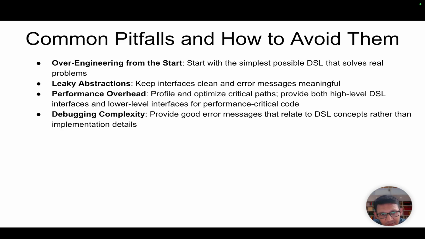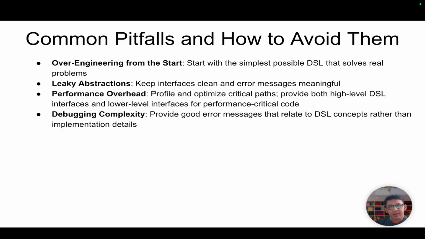Consider providing both high level DSL interfaces for clarity and lower level interfaces for performance critical code. The two can coexist and even share implementation components. You might have a fluent DSL for configuration and setup, but provide a more direct API for the hot paths in your inner loops. And finally, debugging complexity.